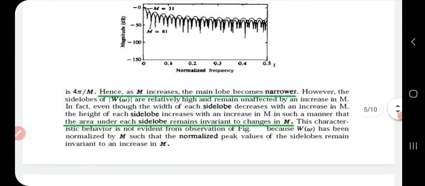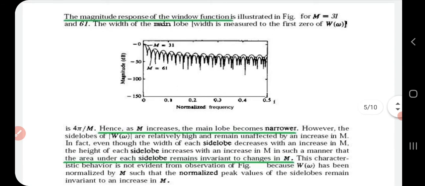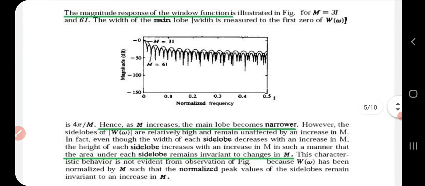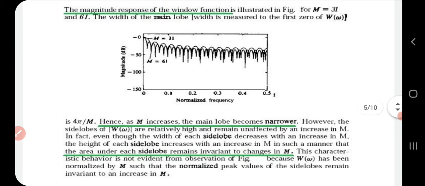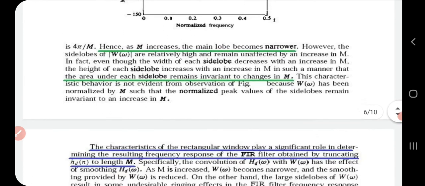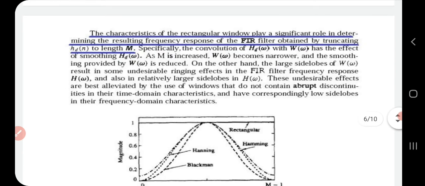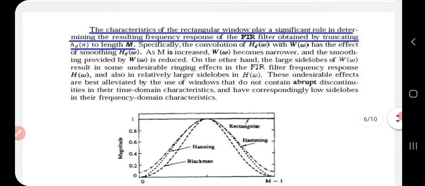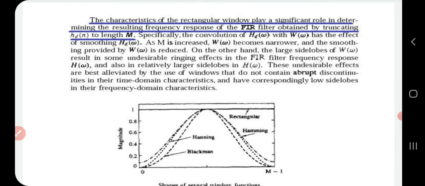So these are the three points that you have to study about the effect of the length of the filter on the width of main lobe and side lobe. No need of drawing the figure, just write those sentences. Now let us see the underlined portion, that is about the characteristics of the rectangular window.